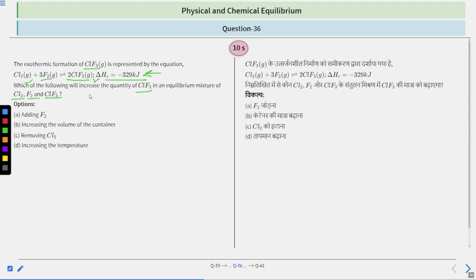So we have to tell which thing from the options will increase the quantity of ClF3 at the product side in this equation at equilibrium. Options are adding F2, increasing the volume of the container, removing Cl2, increasing the temperature. So you have 10 seconds to solve this question. After that, we will see the answer.